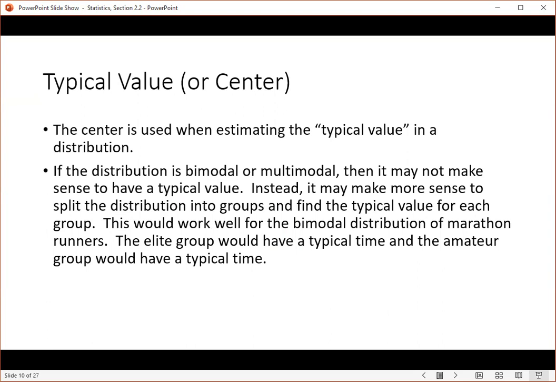All right, so that's exactly what would be suggested in the example that we just looked at with the two marathon groups. If we were going to try and find the typical value, which is kind of the center of the data, the center of the distribution, then it would make more sense to split those up into separate groups and then look at them individually.